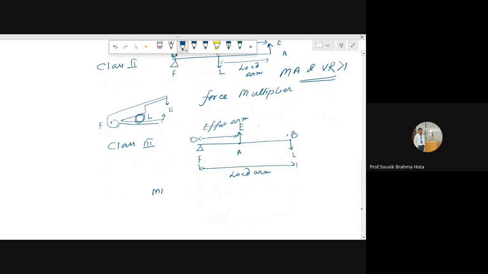This mechanical advantage and this ratio is less than 1. So less than 1 means this will be velocity or speed multiplier. So class 3 lever will be like this.